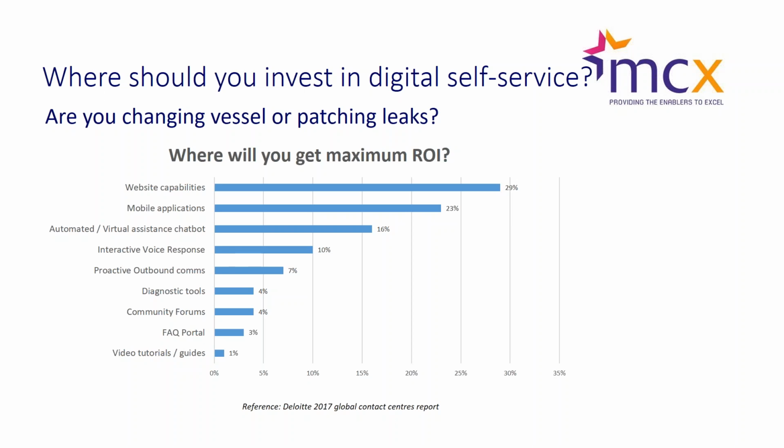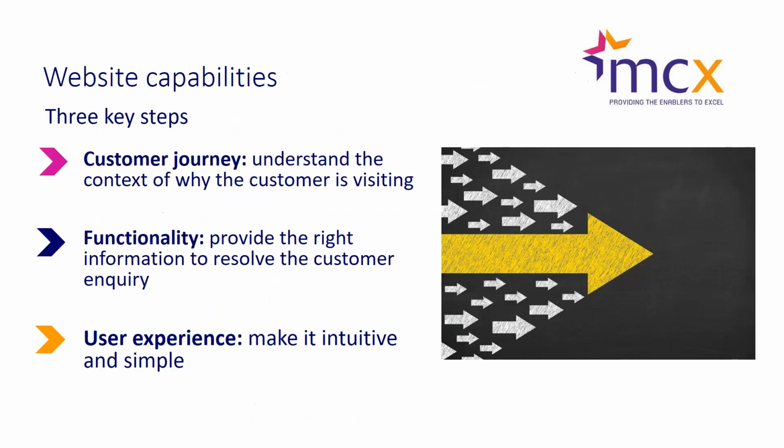So I want to start the conversation very much around those things that are the highest value elements. In terms of websites, and this is very much around how you design an engaging digital journey, it starts from understanding the steps that a customer takes, the context of what they're trying to do, why they're actually visiting you today, and then whether you're providing the right functionality.